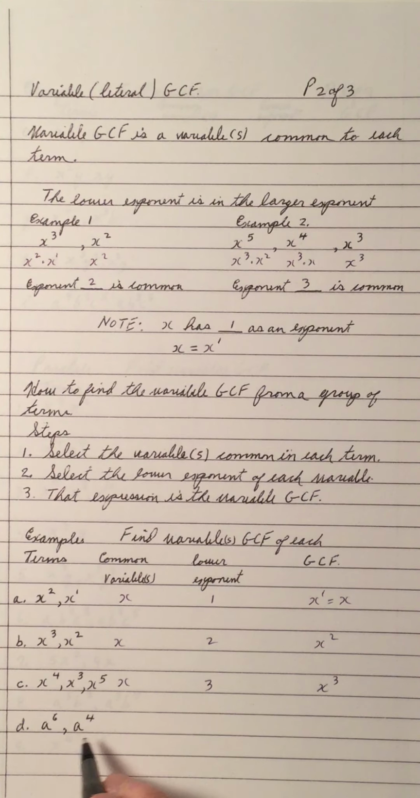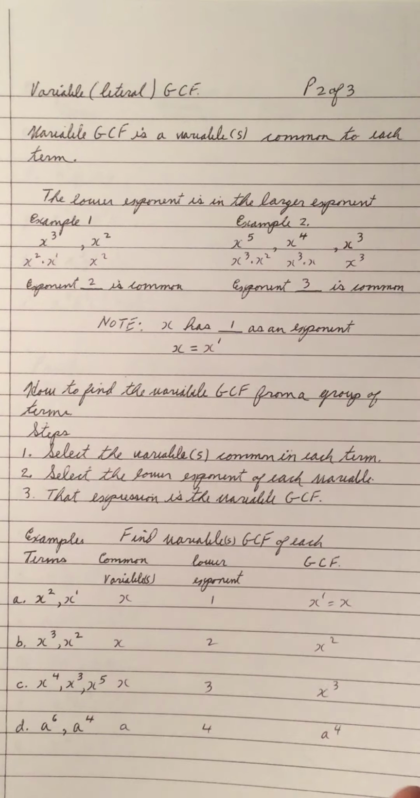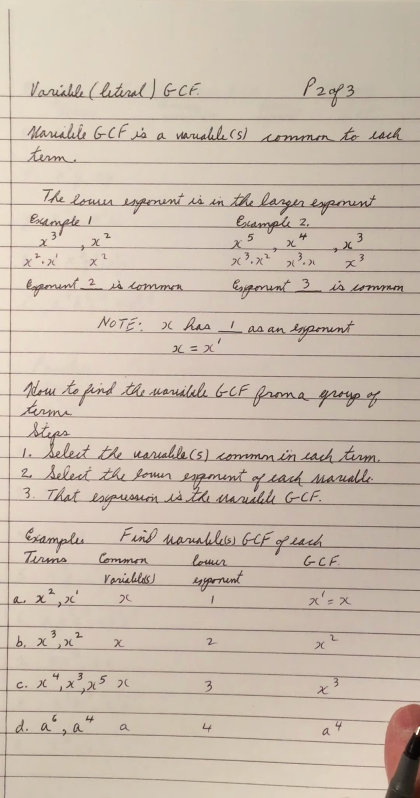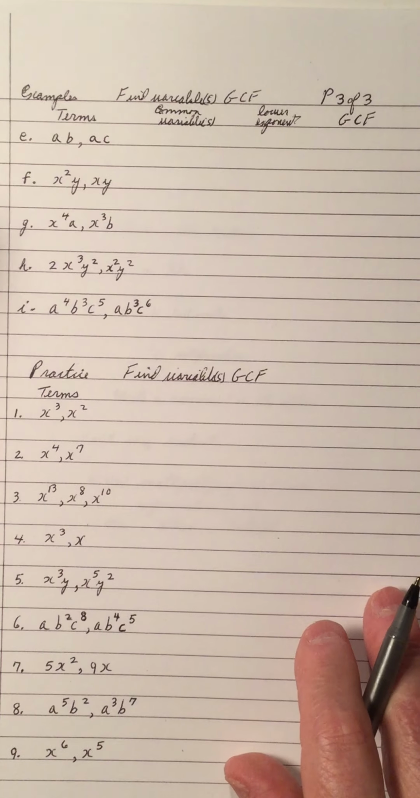Common variable in D is a. The smaller exponent of 6 and 4 is 4. So the GCF is a to the 4th. So we'll follow that procedure. That's the way I've factored ever since I learned how to factor. And more practice.